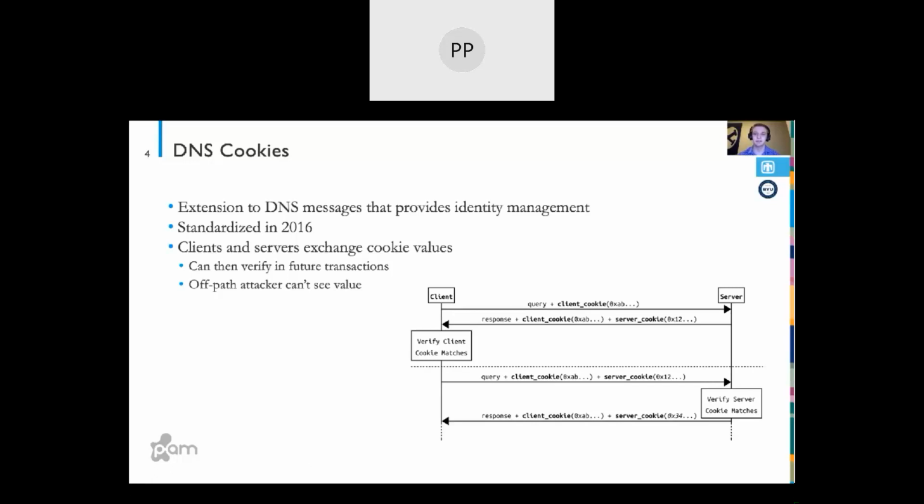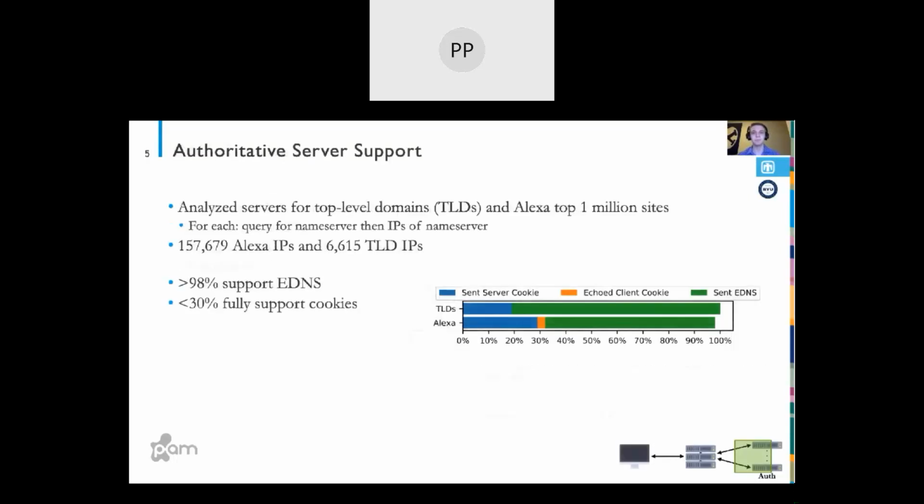So DNS cookies are one solution for providing identity management, and they exist as an option in the extended DNS, or eDNS, OPT record. These were standardized as an RFC in 2016. Essentially how it works is that a client will include a unique cookie in its query. And when a server responds, they will include that same client cookie as well as a server cookie that they have generated. So what this essentially does is that both parties can then verify the other by ensuring their own cookie is included when the other sends a message to them. And since our attacker is off path, they have no way of seeing these cookie values.